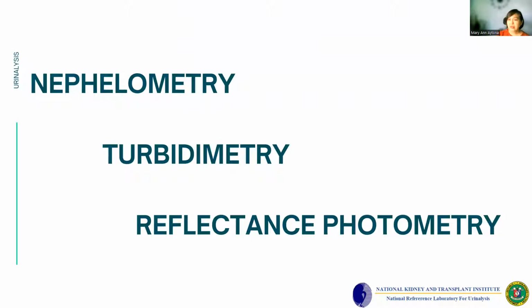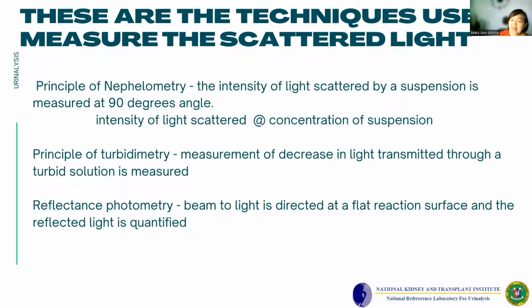Nephelometry, turbidimetry, reflectance photometry. These are the techniques to measure the scattered light. With nephelometry, the intensity of light scattered by a suspension is measured at a 90 degree angle. With turbidimetry, the decrease in light transmitted through a turbid solution is measured. With reflectance photometry, the beam of light is directed at a flat reaction surface and the reflected light is quantified.